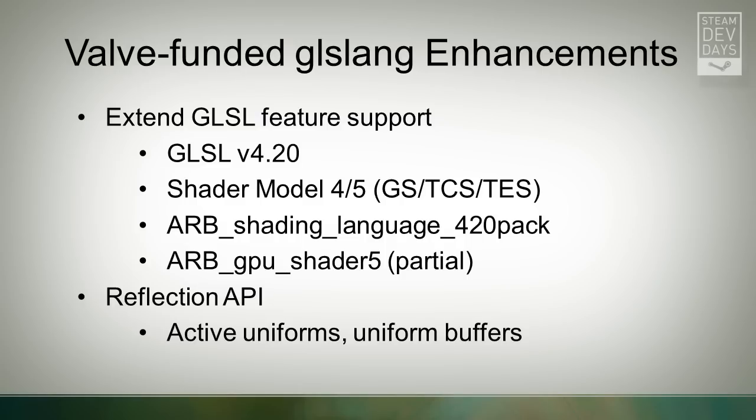We also worked with LunarG to develop a reflection API. As I mentioned earlier, the idea was we wanted, as a pre-process, to be able to find out what the active uniforms and uniform buffers were in our shaders. So we worked with them to develop an API that's implemented in glslang, so you can find out that information about your shaders.